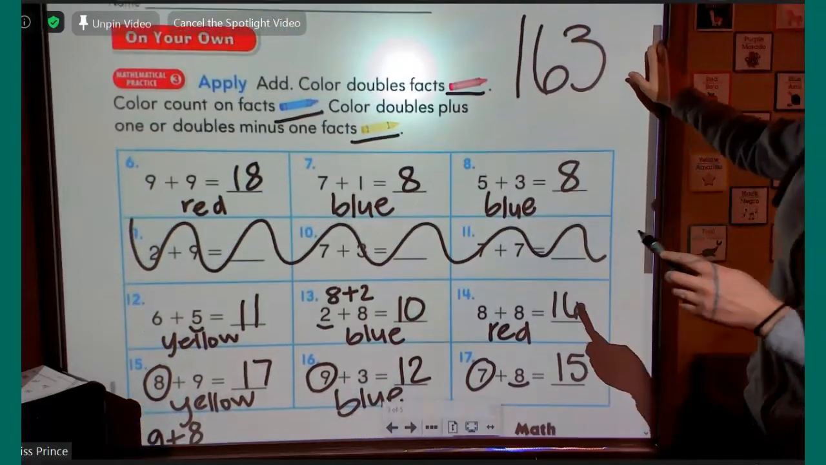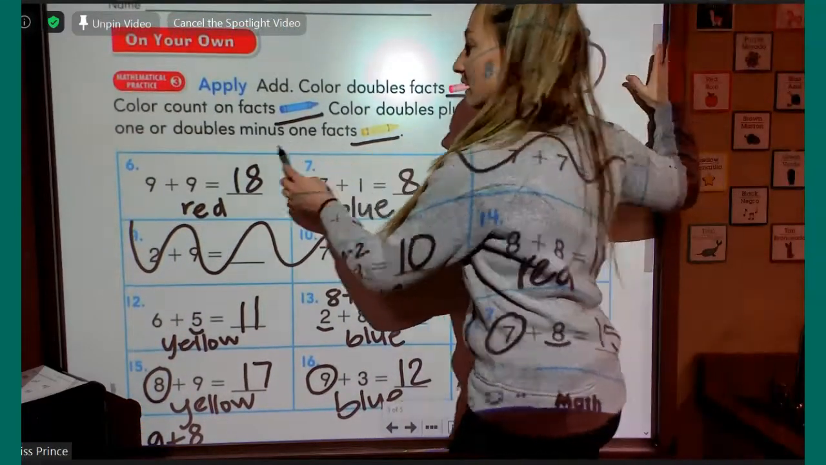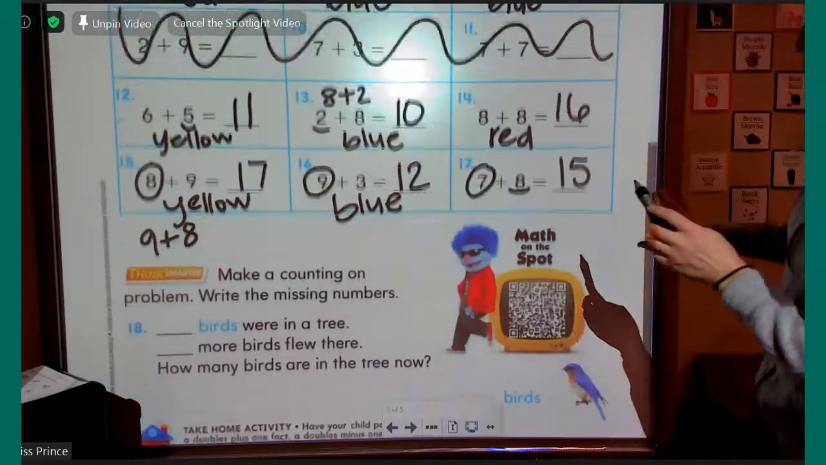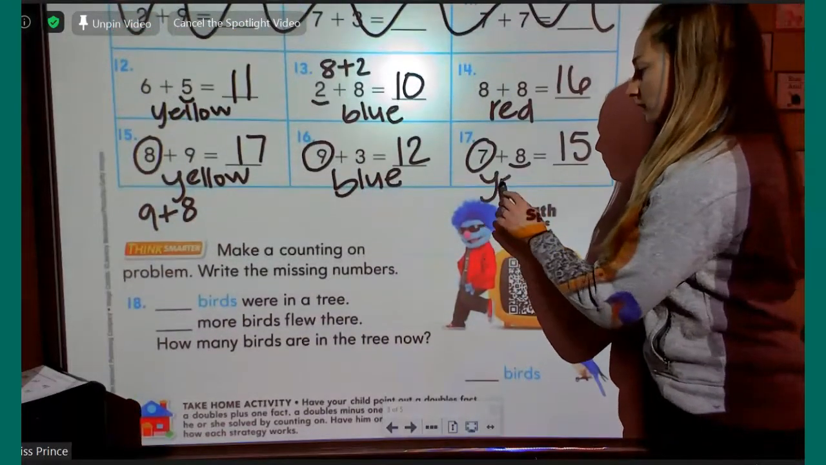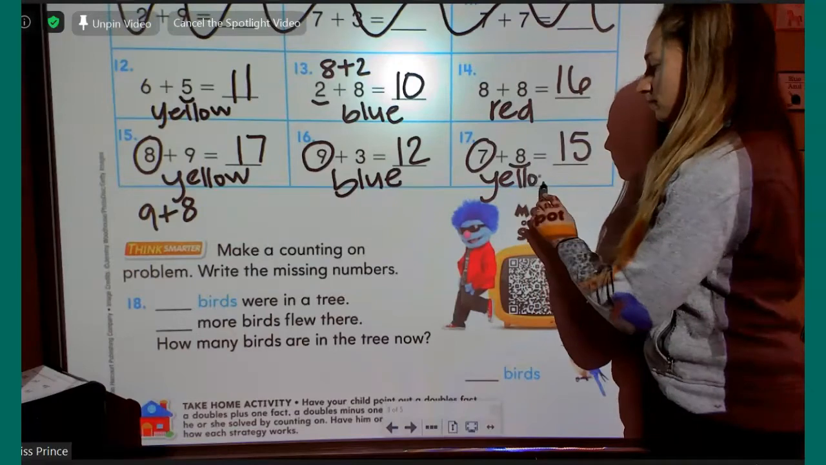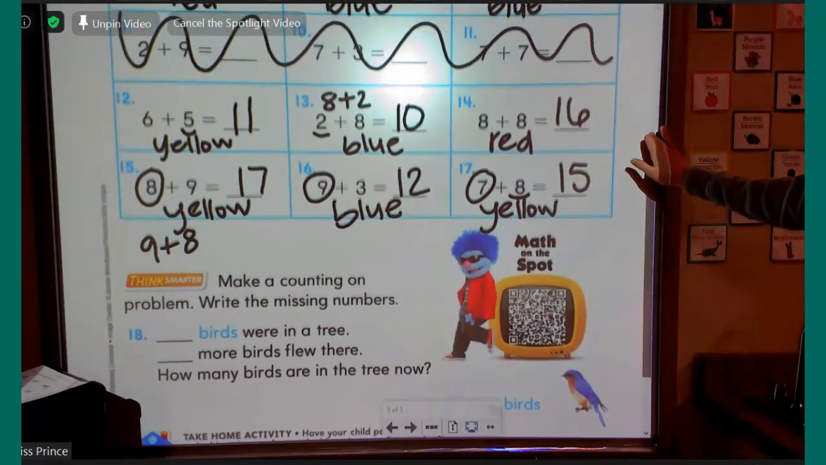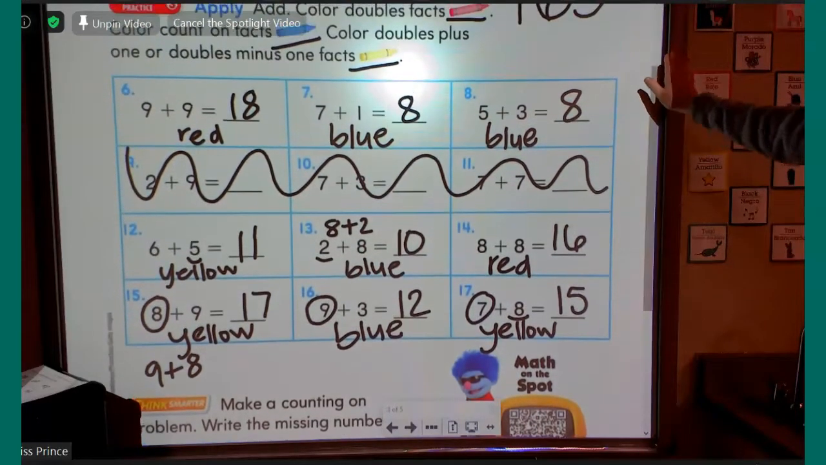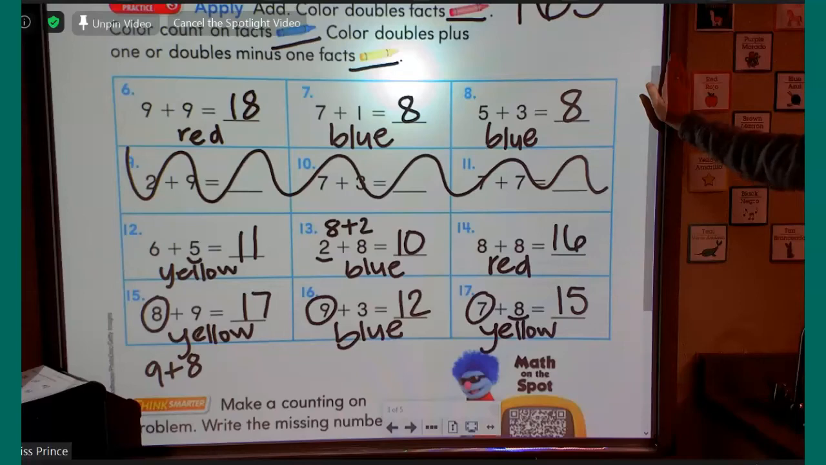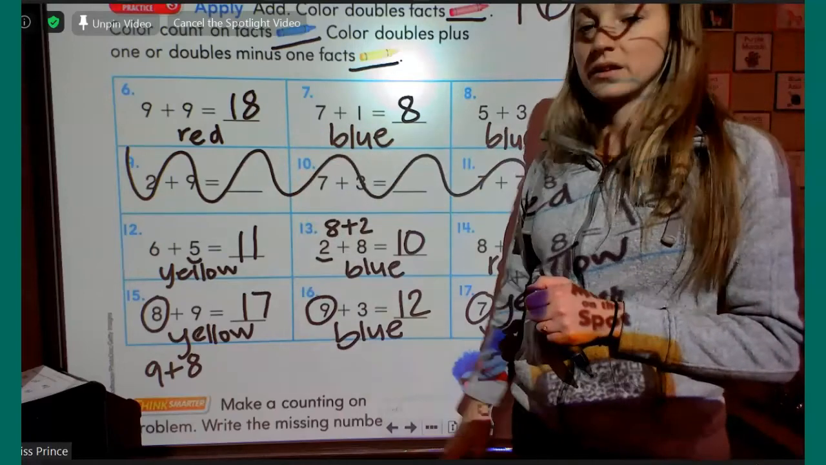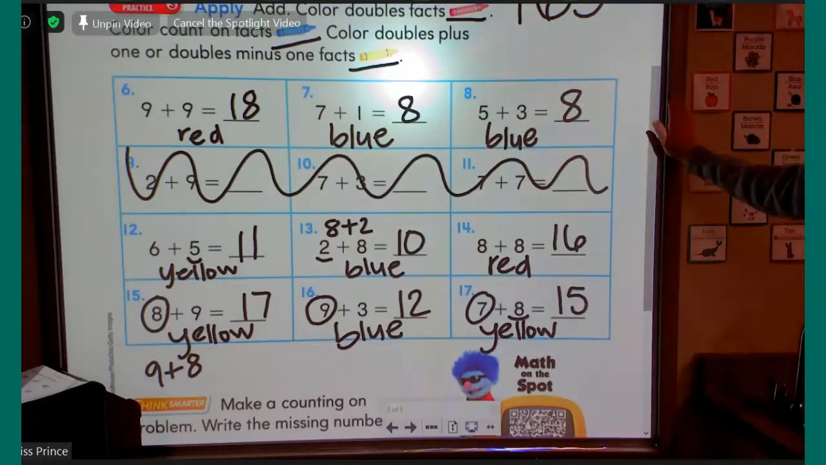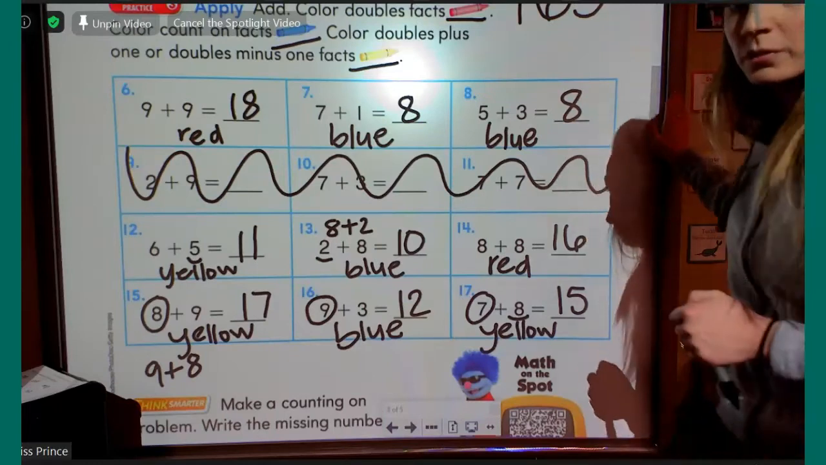A doubles plus 1 is yellow. So we're going to write yellow. Okay? Give you a couple of seconds to make sure that you did all of these problems in your book and you wrote down the colored words so that if you feel like coloring them later, you can. We're doing really good with our time.